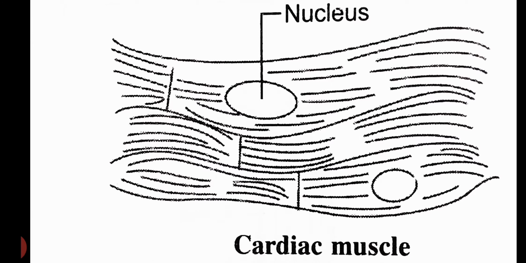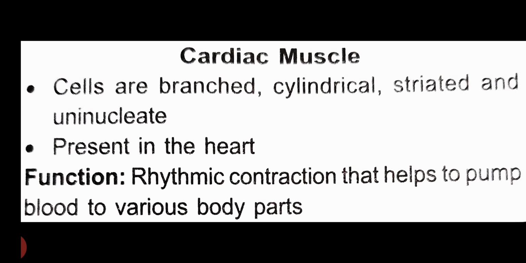Now the third one is cardiac muscle. So these cells are branched, cylindrical, striated and uninucleated. That means they contain a single nucleus, and these muscles are found only in the heart. And its main function is the rhythmic contraction that helps in the pumping of blood to the various parts of the body.